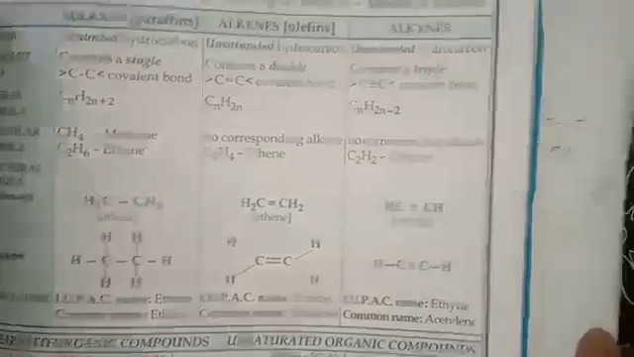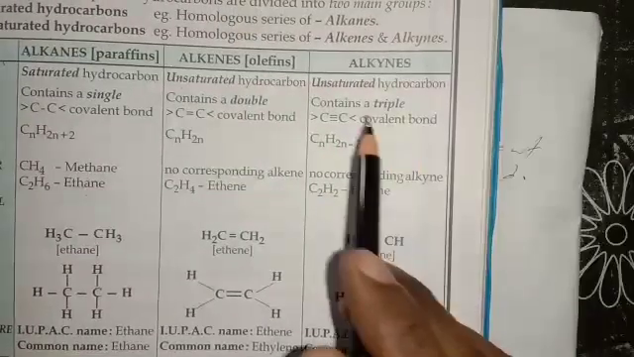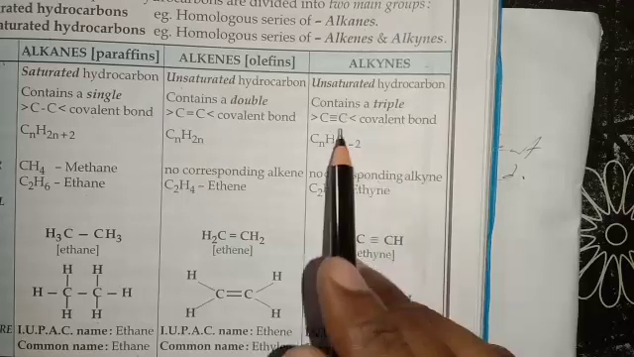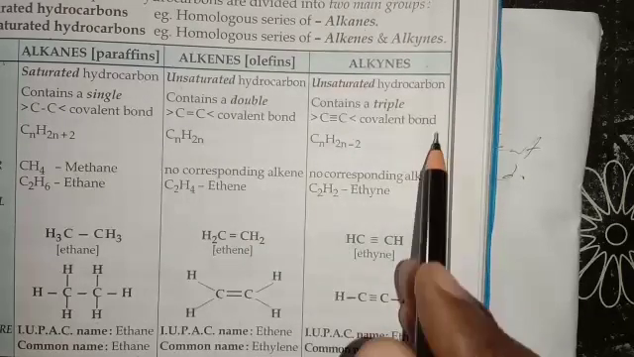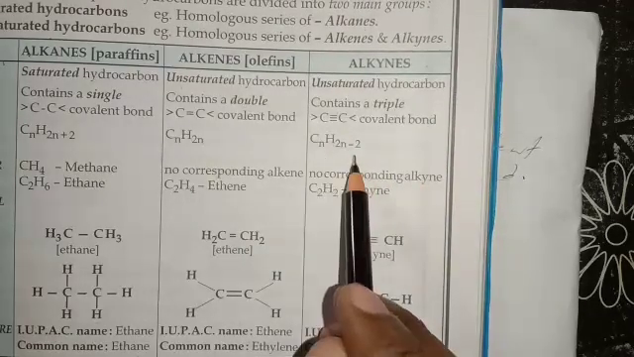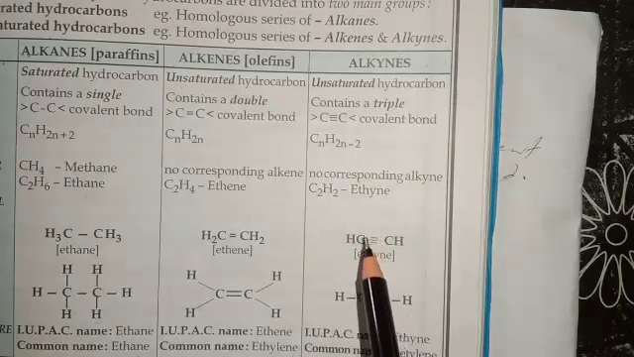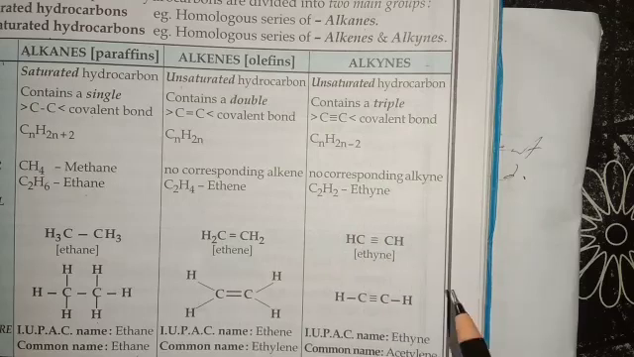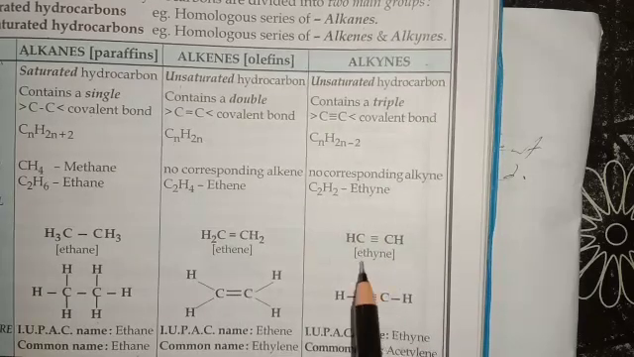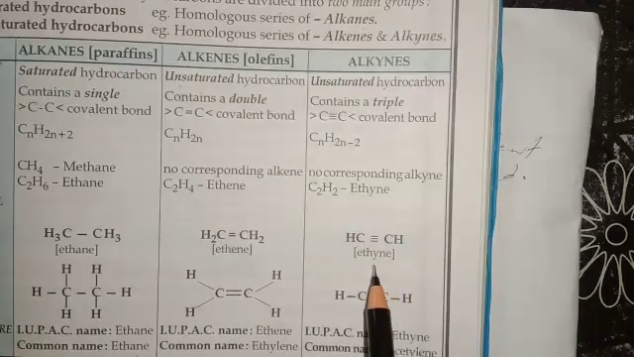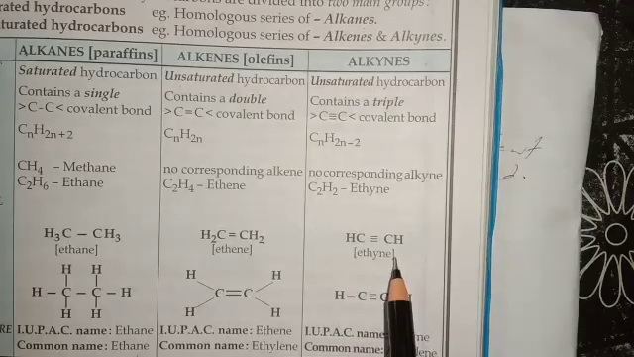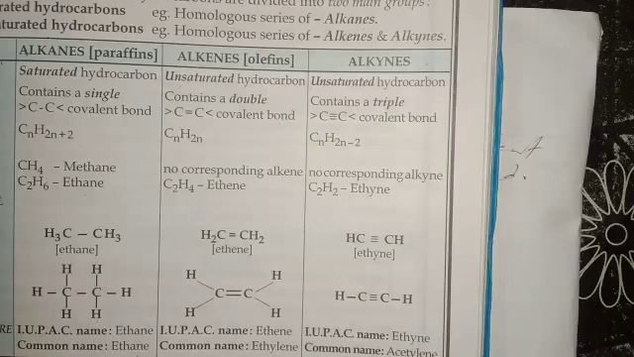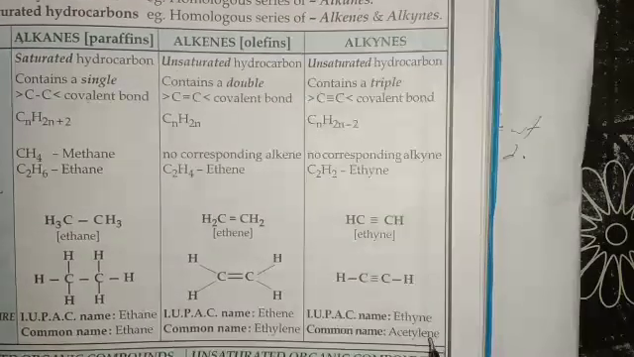Now come to alkyne. Alkynes are unsaturated hydrocarbons containing a carbon-carbon triple covalent bond. The general formula is CnH2n-2. Minimum 2 carbons are required for a triple bond. The first member of this series is C2H2, that is ethyne. The molecular formula is C2H2, and this is the structural formula. Ethyne, common name is acetylene.